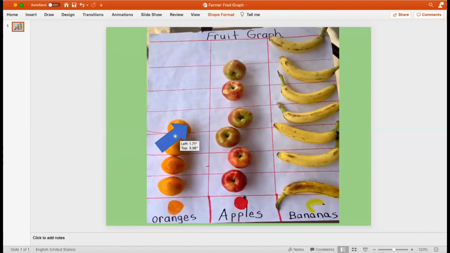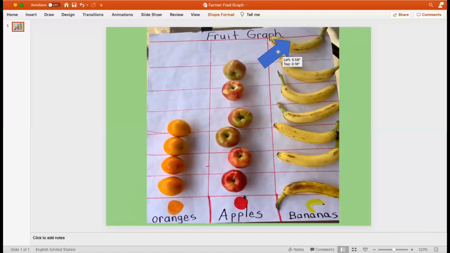I'm also able to see right away which fruit I have the most of. Do you see it? That's right. The fruit that I have the most of is the bananas. I know that because the banana column is longer than the apple column, and the banana column is longer than the orange column. The banana column is the longest.